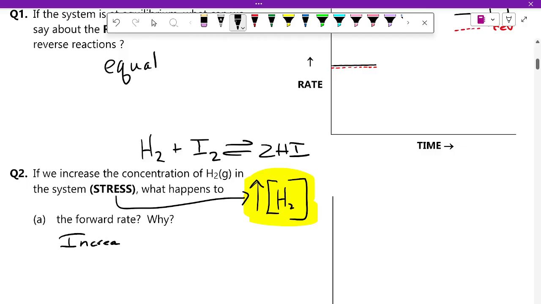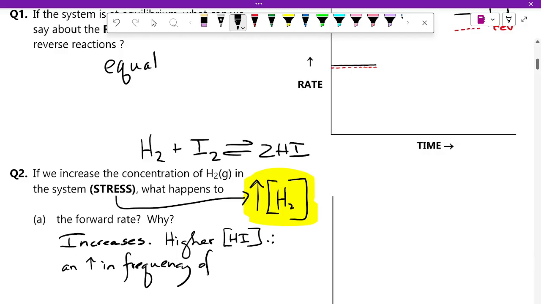Can anyone tell me why? Higher concentration. Therefore, we have an increase in frequency of what? Yeah, frequency of collisions between reactant particles. By the way, it's "between."